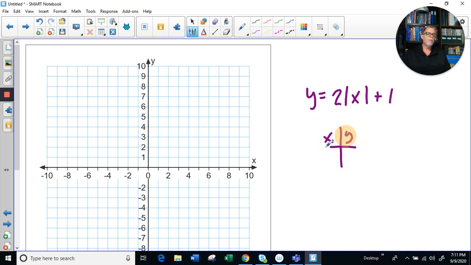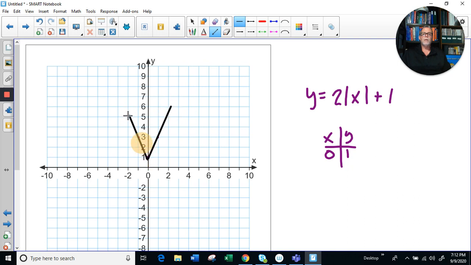If I go back to my table of values and I plug in 0, 0 in here becomes 0, times 2 is still 0, plus 1, so now I get 1 here. So I'm starting here now. So everything's been shifted up 1, translated up 1, and it's going to have the slope of 2. On the other side of this, it's going to go back 1, up 2, and we would have this graph. And this side as well.